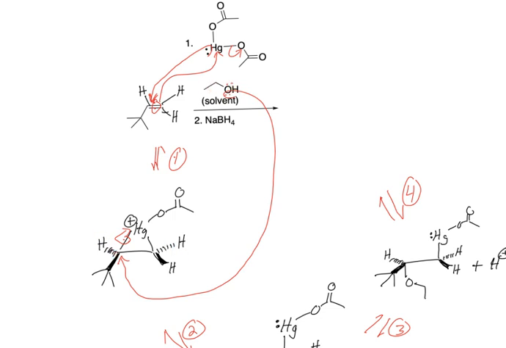If there's a protic solvent, that's what's going to add to the mercury. That's the other thing it's going to add, some protic solvent. The lone pair adds to the more substituted carbon, SN2 style.